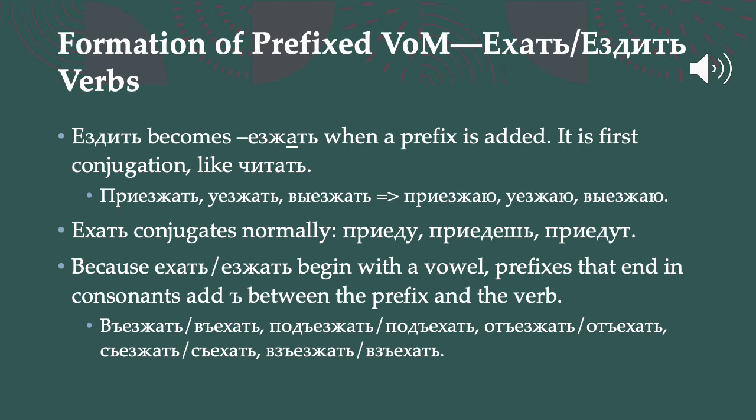Yechet conjugates the same with and without a prefix, so priyechet becomes priyedu, priyedish, priyedut. In both cases, because yechet yejat begin with a vowel, prefixes that end in consonants add hard sign between the prefix and the verb. So you're going to have v hard sign yejats or yechets, as in vyejats, vyechets. The same with pod, ot, s, and vz are all going to add a hard sign after the prefix and before the beginning of the verbal root.